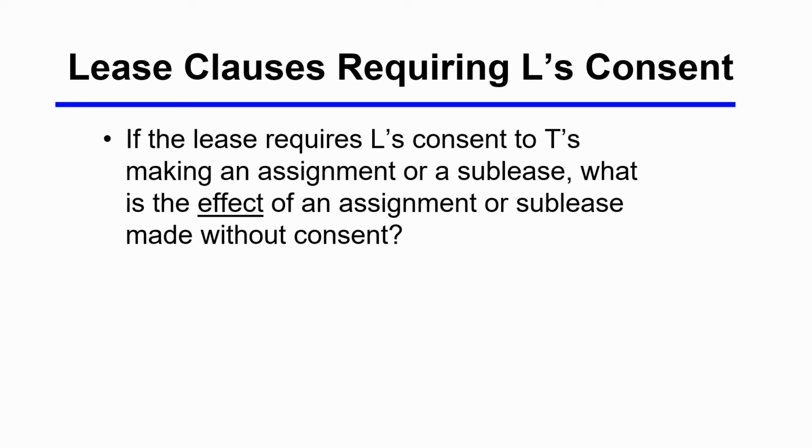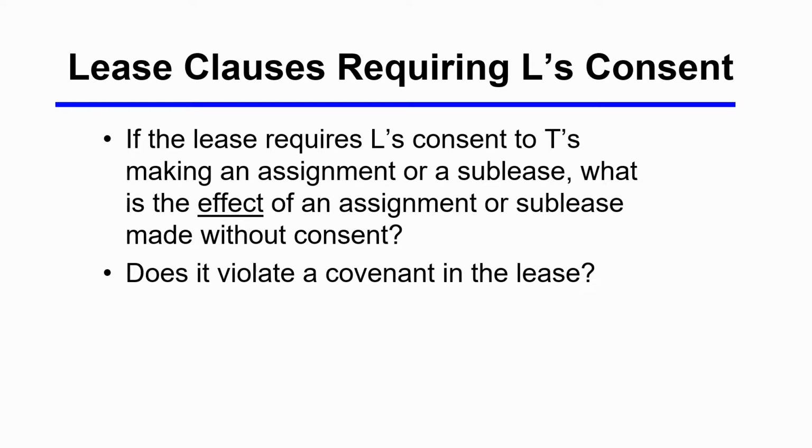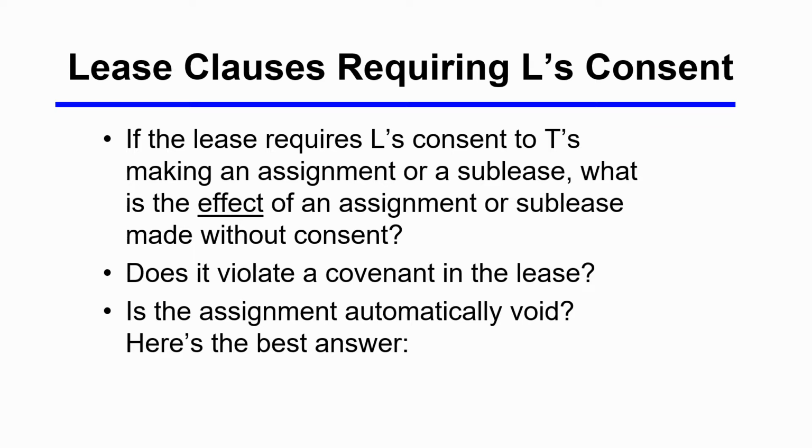Now, if the lease requires the landlord's consent to the tenant making an assignment or a sublease, what's the effect of an assignment or a sublease that's made without that consent? In other words, the tenant simply goes ahead and doesn't bother to get the landlord's consent, makes an assignment or a sublease anyway. First of all, does that violate a covenant in the lease? Well, if there is such a covenant, then this will certainly violate it. It's a breach of a lease covenant. Is the assignment therefore automatically void? Well, the answer is no, it's not automatically void at all.